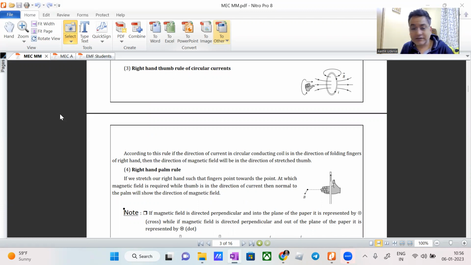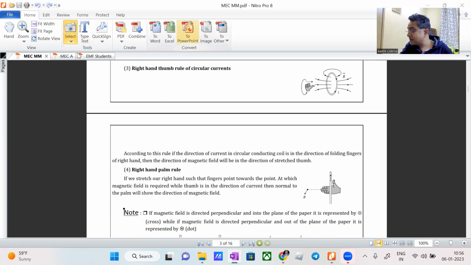So your thumb will go in the direction of the dl vector. Your palm will go in the direction of the r vector. Then the direction in which your fingers turn will give you the direction of the magnetic field. Do we understand what I am telling you? This is the most important part of this chapter, this right hand thumb rule. If you can understand this, everything looks good.